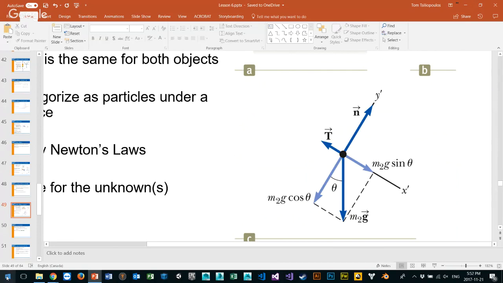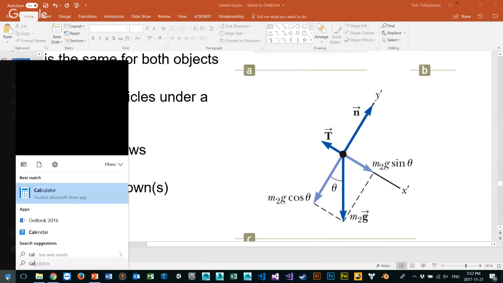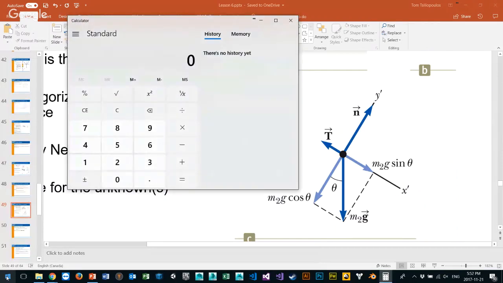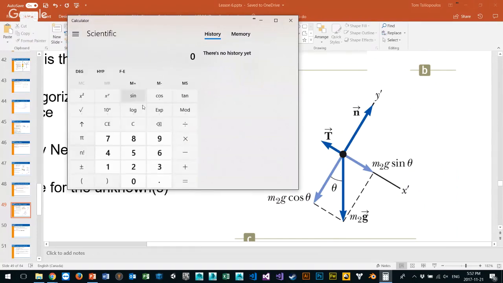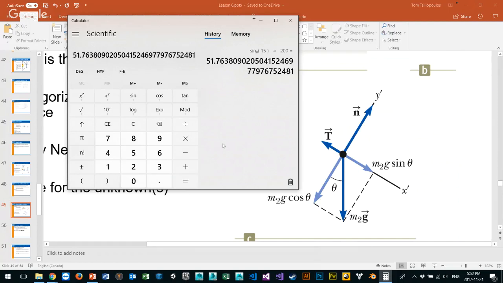and again, I'm just going to pull up my calculator here. Maybe I should put up the other kind of calculator, the scientific one. So if I say 15 degrees, the sine of 15 is 0.25, as an example. Multiply that by 200, which is roughly 51 newtons of force going across this plane right here, 51 newtons of force.